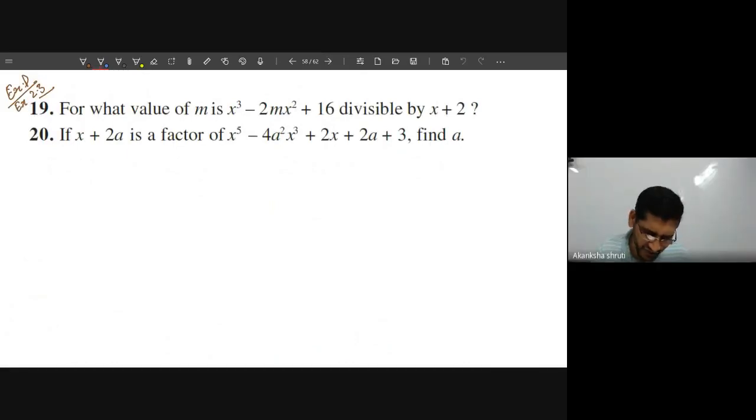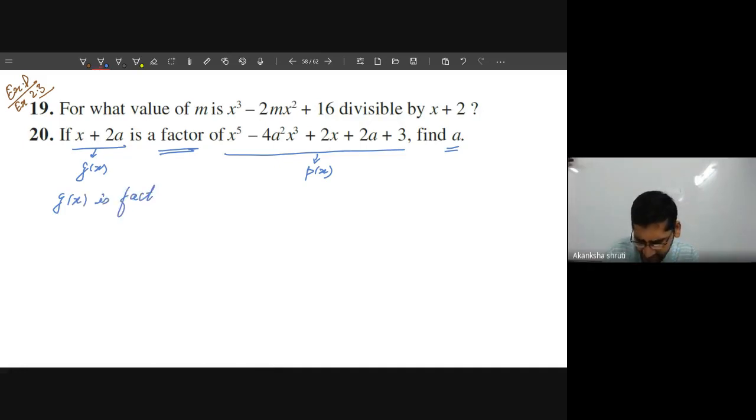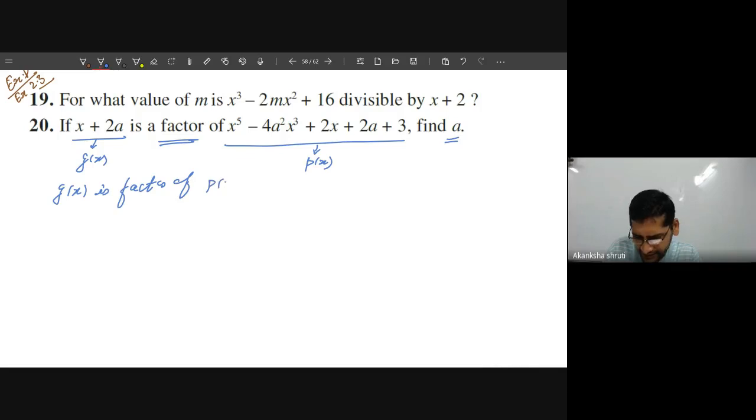So see, for what value of m is this divisible by this one, or is a factor of this, then what is this value? So see, let us solve this question. It is very easy. This is our g of x. This is our P of x. We have to find the value of a, but it is given that g of x is a factor of p of x. What does it mean?